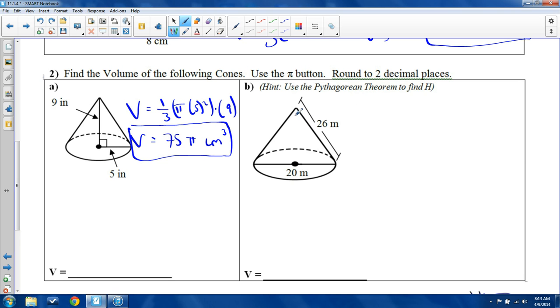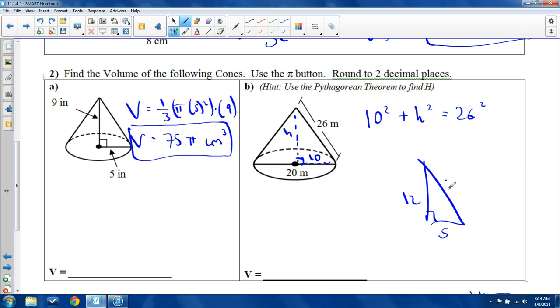Again, for this one we need height, and we also need radius. So we're going to need this value, and we're going to need this value right here. Radius is pretty simple. It's half of 20. If 20 is your diameter, 10 is your radius. Now I'm looking at something here where I have 26, h, and 10. This is a right triangle. I can use the Pythagorean theorem to solve for h. That's 10 squared plus h squared equals 26 squared. That's your setup. I'm going to save time solving for that because I can see that this is a 5, 12, 13 special triangle. So if everything was multiplied by 2, this is 10, 26. This is 24. So I know that myself.